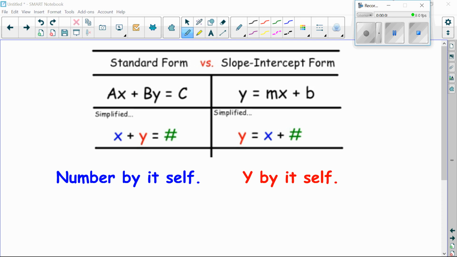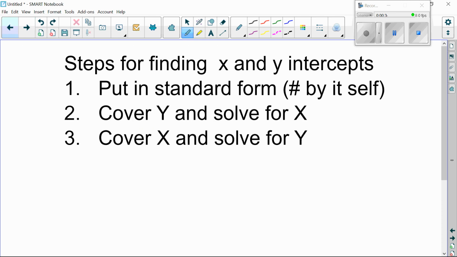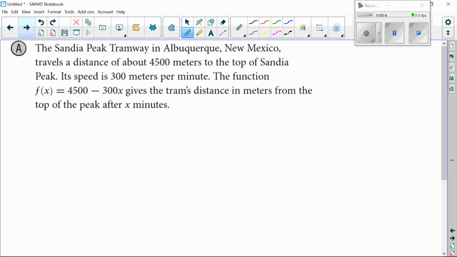So before we get into that, I want to talk about standard form versus slope intercept form. The main thing I want you to understand here is when you're converting a linear equation to standard form, you want to get the number by itself. And when you're converting to slope intercept form, you want to get y by itself. Okay. So our steps to solving these problems today: put it in standard form by getting the number by itself, cover y and solve for x, cover x and solve for y. So let's take a look at an example.